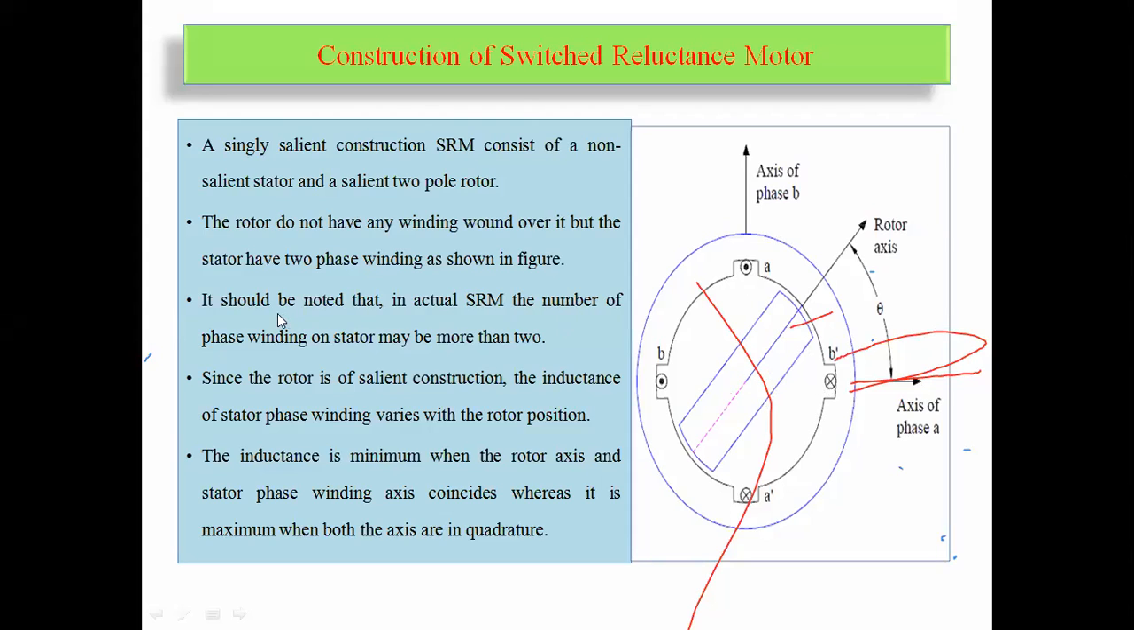Okay, now it should be noted that in an actual SRM, the number of phase windings on the stator may be more than two. Okay, that means in a switched reluctance motor, the number of phase windings may be two or more than two. Now, since the rotor is of salient construction, the inductance of the stator phase winding varies with the rotor position. Because now you can see that.